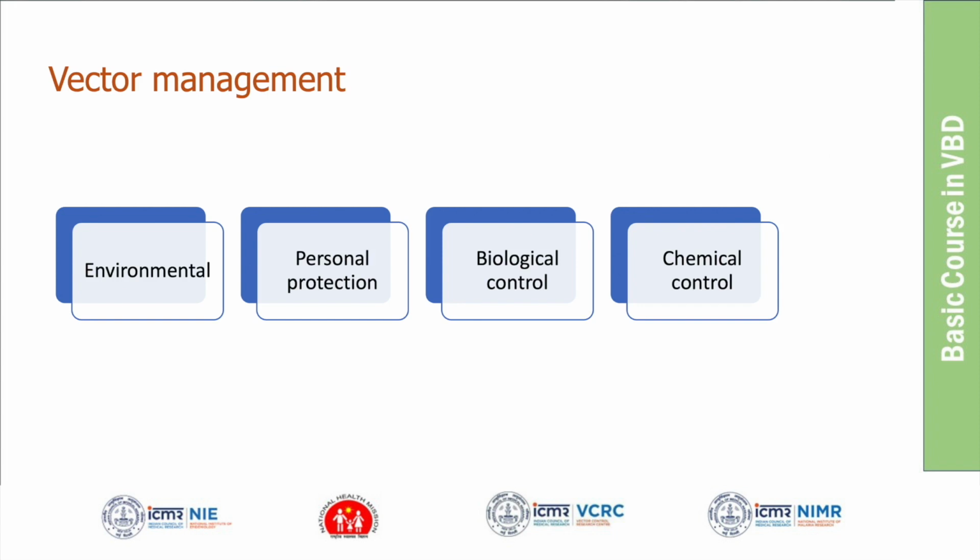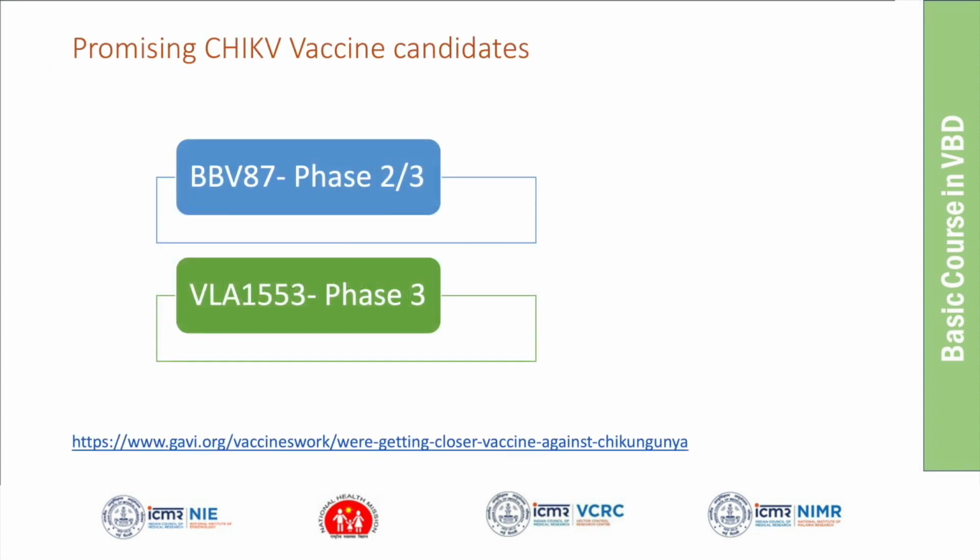And then chemical control: what is the chemical we apply in water to control the Aedes larva? Temephos, no? Yeah, it's called Abate, I think. We can apply that. So vector control is very common to dengue and chikungunya.